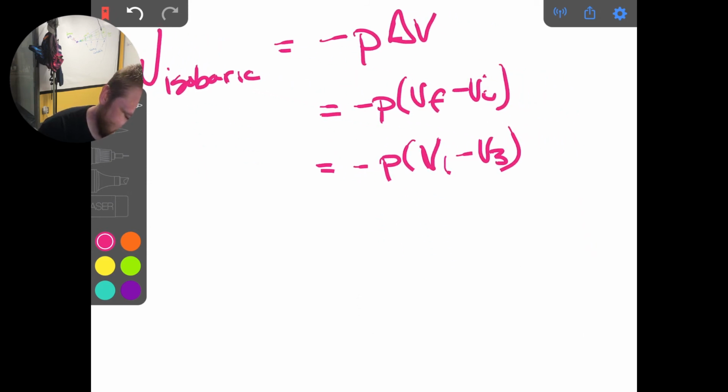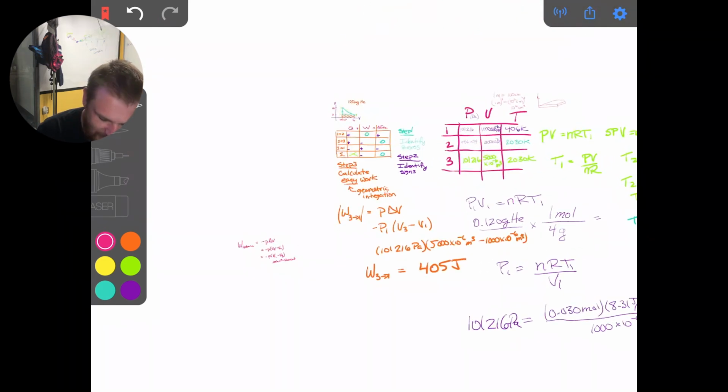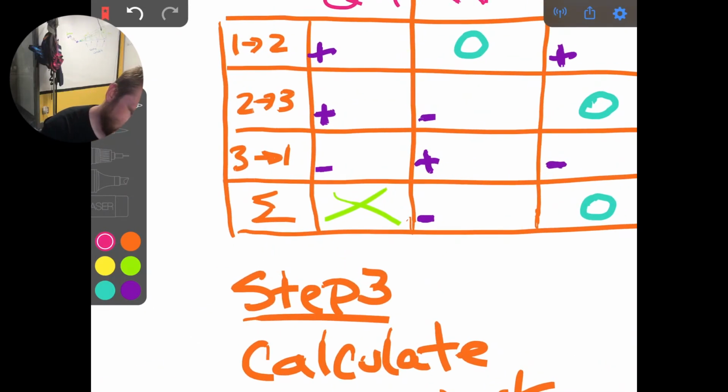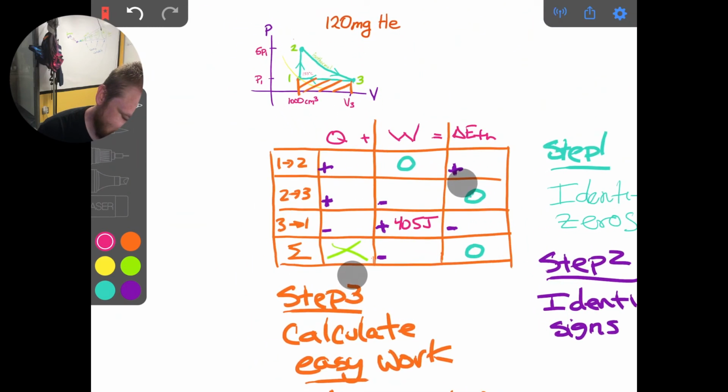And so you can see we do immediately end up getting a minus sign because this ends up being 1,000 cubic centimeters minus 5,000 cubic centimeters, which is a minus 4,000 and the minus out front. So we do get a net positive, but I think there's plenty of room for mistake there. And if we do the sign first and then the magnitude, you can stay out of trouble there. All right, so this is 405 joules here. Great. Any more easy work? No, 2 to 3 is an integral because it is an isothermal process.